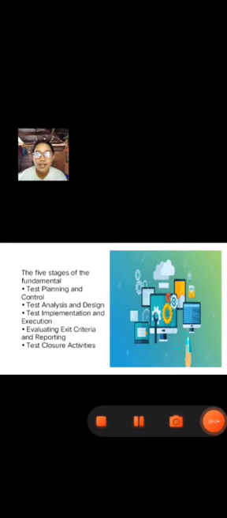Next, meron tayong 5 stages of the fundamental. First is the test planning and control, test analysis and design, test implementation and execution, evaluating exit criteria and reporting, and the test closure activities. So, ayan. Unahin natin sa test planning.